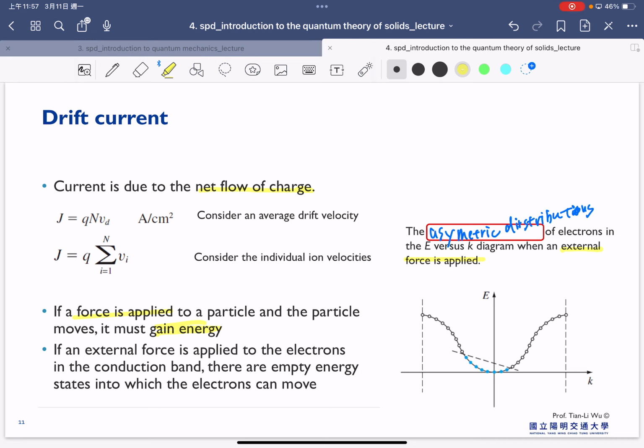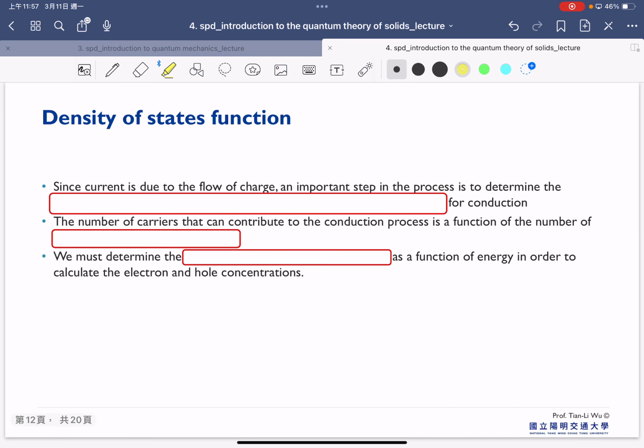And before we continue to talk about the current transport, there's also one thing that is important: we need to understand what the density of state function means. We usually call this the DOS.